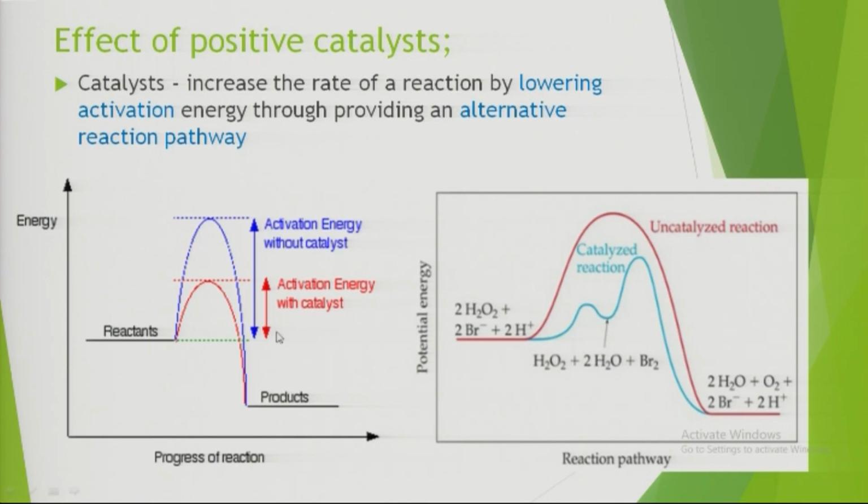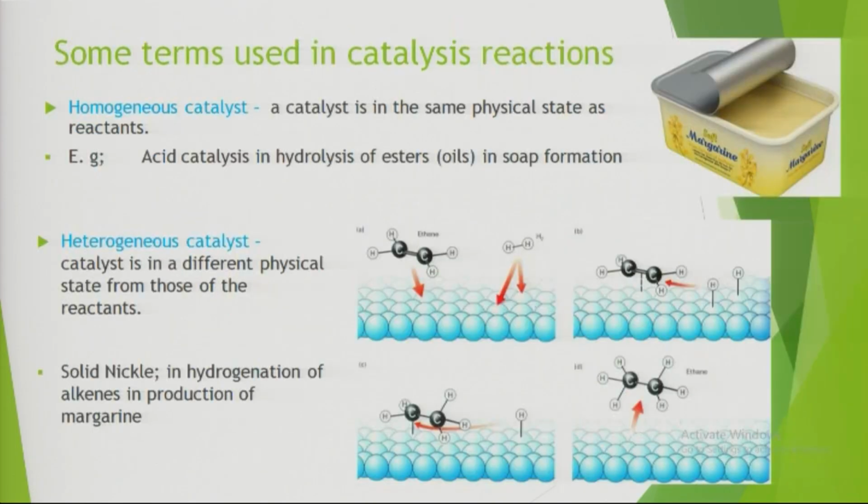And how does it reduce it? By providing a different pathway. Look at this example. You see, here we are having hydrogen peroxide and a bromide in presence of hydrogen. So in the usual way, uncatalyzed, you would have this activation energy. But when you bring in a catalyst, the activation energy reduces, and so it easily forms a product. So that is how positive catalysts work.